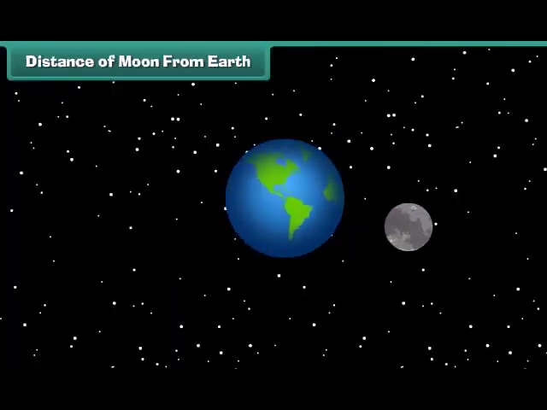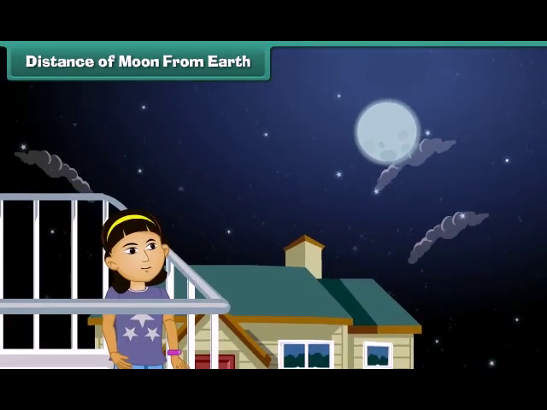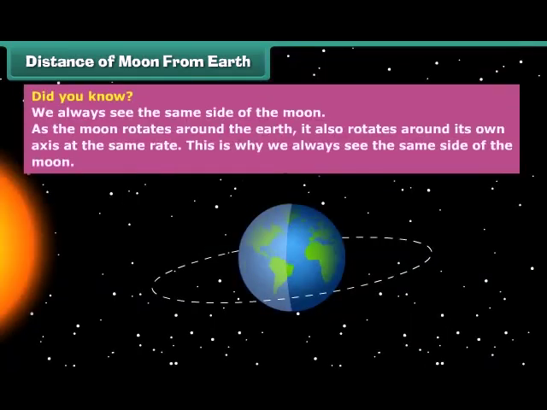The moon is an average of about 380,000 km from Earth, which is pretty close, and because of its proximity, we don't need a telescope to see features on the moon's surface from the Earth. Did you know? We always see the same side of the moon. As the moon rotates around the Earth, it also rotates around its own axis at the same rate. This is why we always see the same side of the moon.